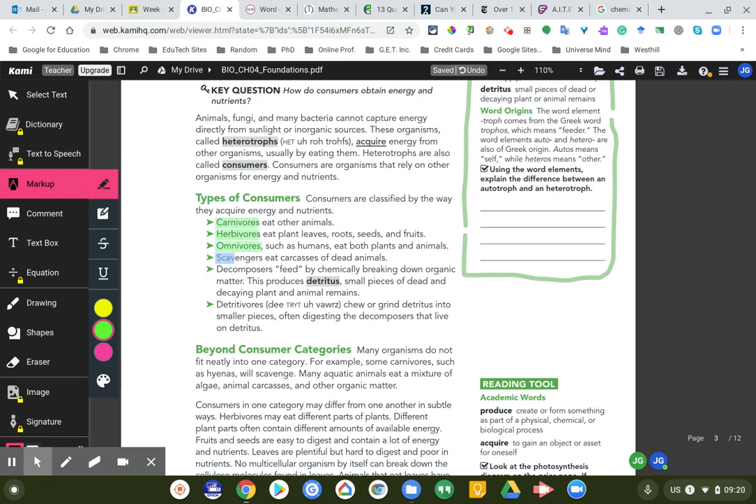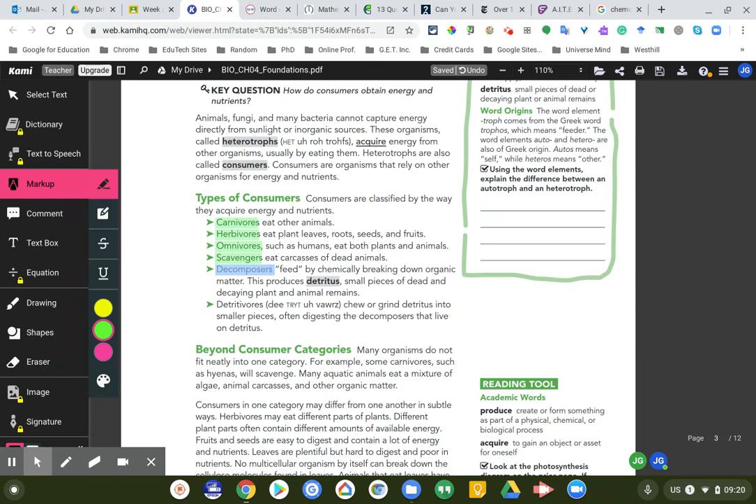Scavengers eat carcasses of dead animals. Decomposers feed by chemically breaking down organic matter. This produces detritus, small pieces of dead and decaying plant and animal remains.